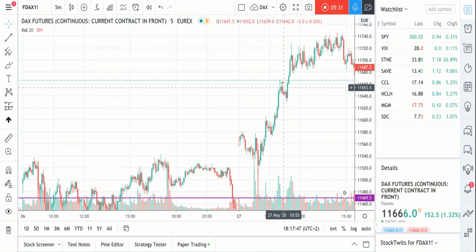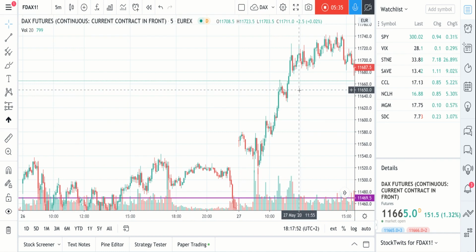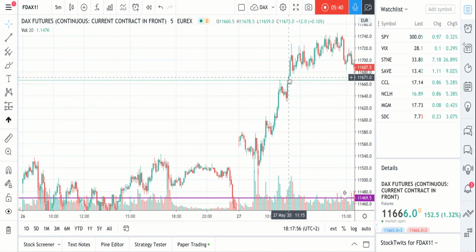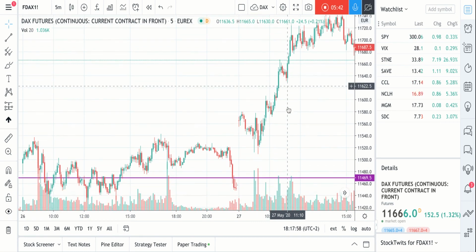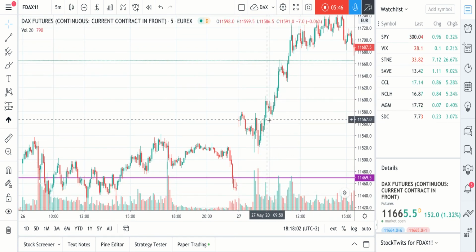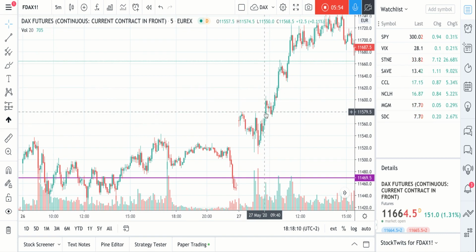We can see this rose hook. This was a very nice opportunity to enter another long. We can see the market make a correction and then break the rose hook. One interesting thing: why is this a rose hook and why isn't this a rose hook? It's because these bars are inside of the break bar of this one.